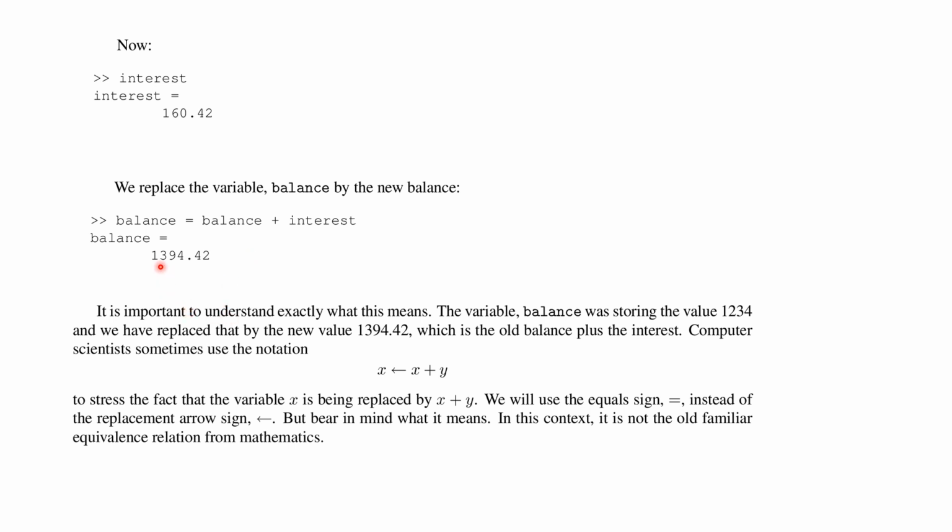And it's important to understand what's going on here with this equal sign. This is not the mathematical equality. What this is saying is that the new balance is the old balance plus this amount which we've computed. Computer people like to use this back arrow. That is, we had a certain amount stored in a variable, and now we're replacing what was stored there by a new amount.